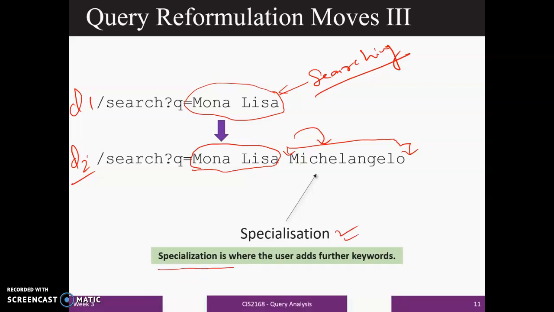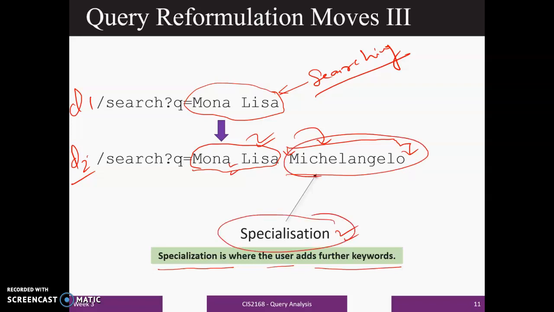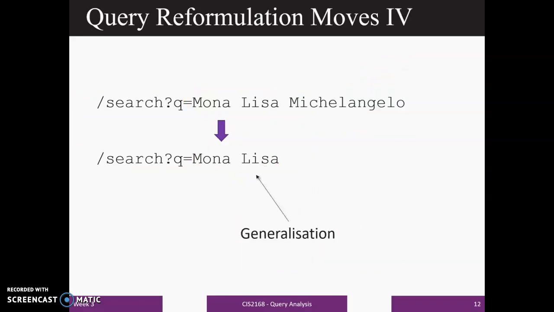So specialization is where user adds further keywords for searching the data item or the item. So this is your original keyword and you have added this. So this process is referred as specialization. Next we will discuss generalization. So what will happen in case of generalization? Generalization is the reverse process of specialization.